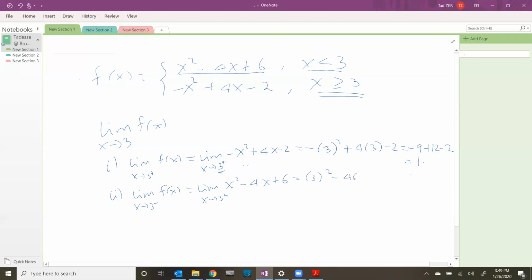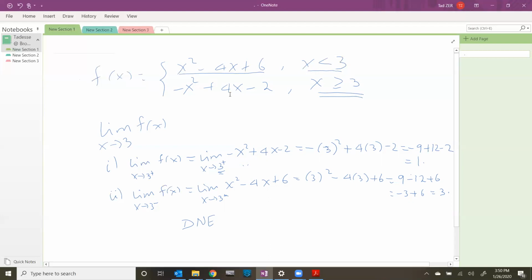So just plug in 3: 3 squared minus 4 times 3 plus 6, which is 9 minus 12 plus 6. 9 minus 12 is negative 3, plus 6 is 3. So the right hand limit exists, the left hand limit exists, but the two limits are not the same, because this is 1 and this is 3. So the answer is: the limit does not exist.